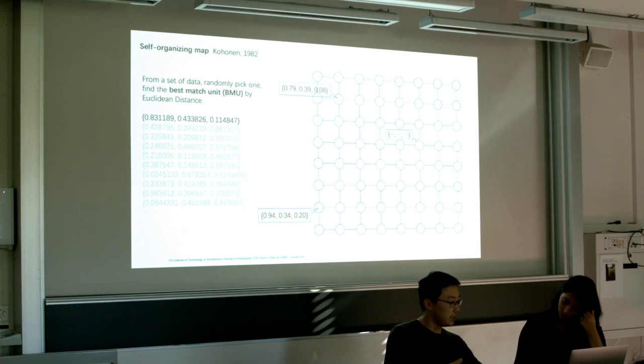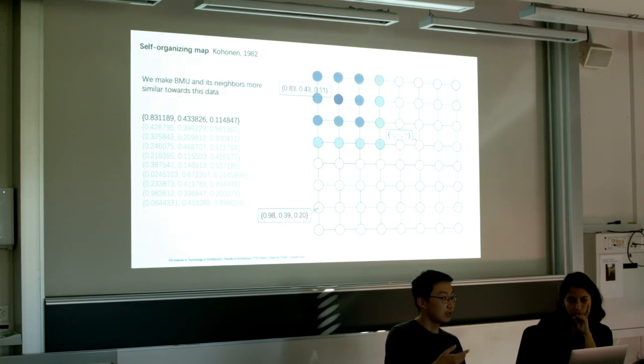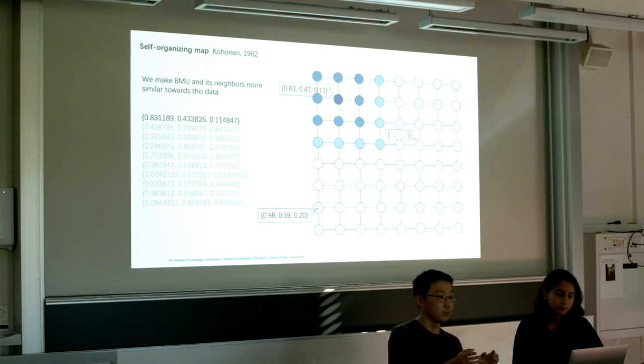This process is called training. For every iteration, we randomly take one data point from our data set, and we find which center point of this self-organizing map is the nearest one to the data we selected, based on Euclidean distance. We say this selected cell is the best matching unit. So we can assume that this data corresponds to this blue cell here. Then the algorithm updates the value of this cell, as well as its neighbors, based on the data we selected. So this center cell becomes more similar to the data we just selected.